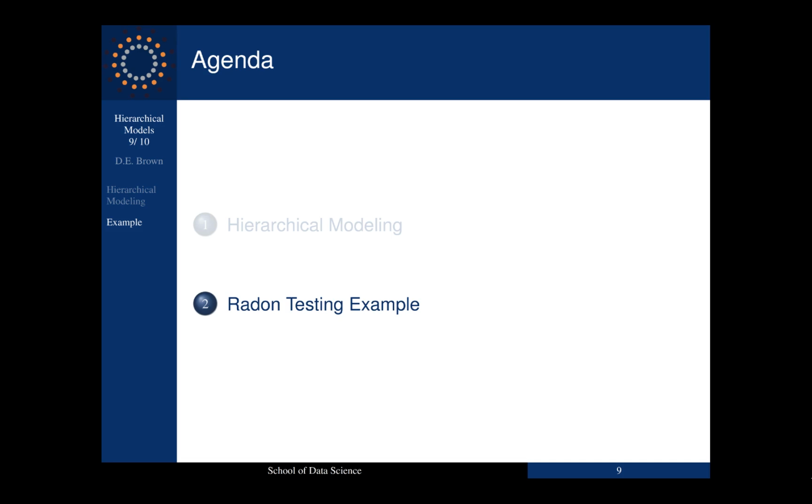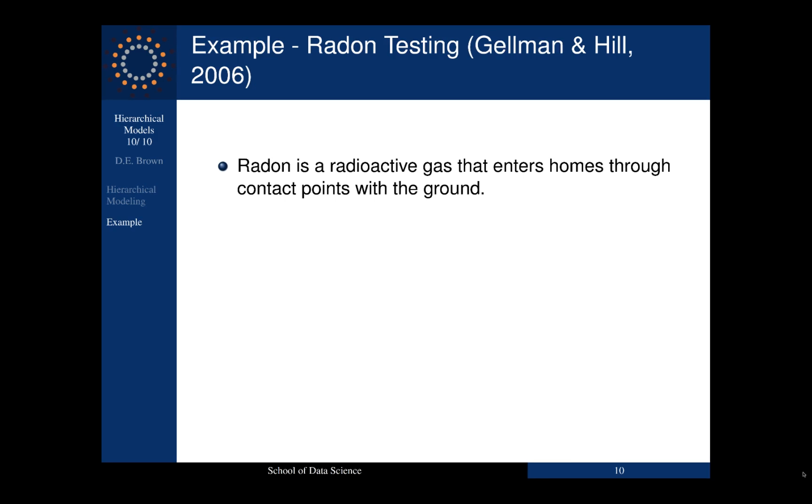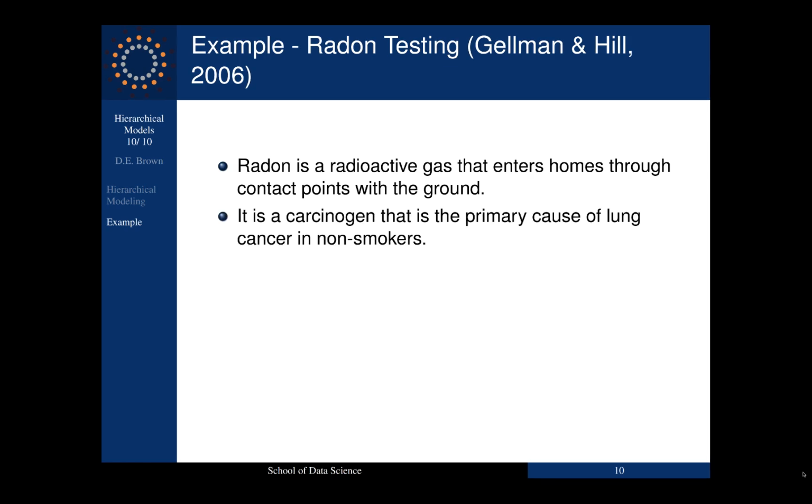Okay, let's look at how this might work on a particular case, which is known as the radon testing example. This problem comes from the book by Gelman and Hill, published in 2006. Radon is a radioactive gas that enters homes through contact points of the ground. The bad thing about it is it's a carcinogen, and in fact, it's the primary cause of lung cancer in non-smokers. There are varying levels between houses, and the question is, when you go out and do the testing, can we model the conditions that would predict those different levels?